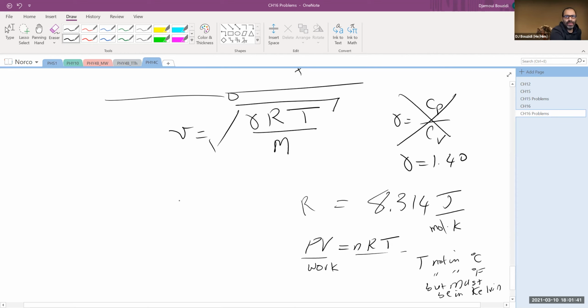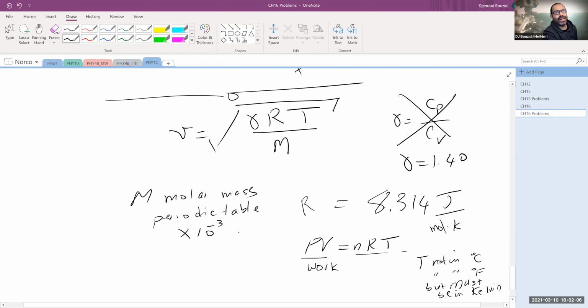M, again, as I referred to at the beginning, is the molar mass, which is something you can look up in the periodic table, except that that one is given in grams per mole. What you want in this case is kilograms. So whatever the periodic table tells you, you need to multiply that number by 10 to the negative 3. That's it, to get it in kilograms.